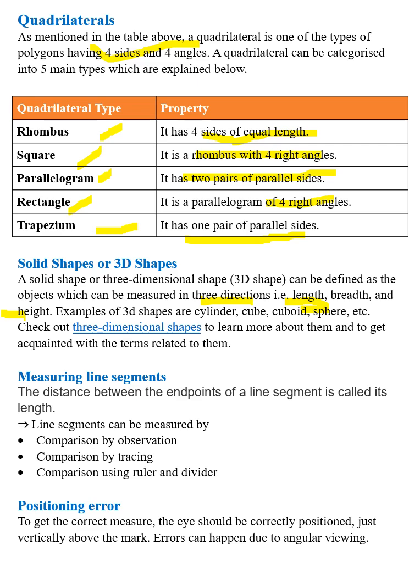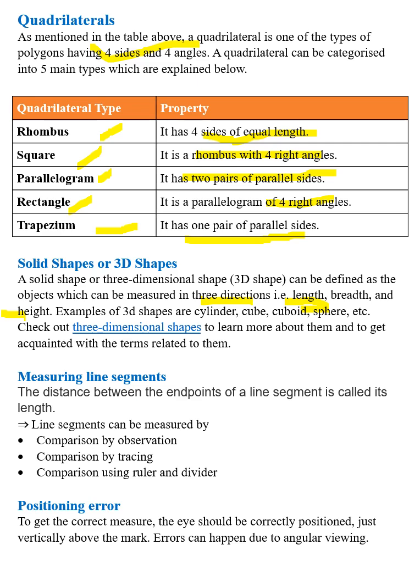Check out three-dimensional shapes to learn more about them and to acquaint yourself with the terms related to them. You can find them in your area or in your environment also. Next is measuring the line segment. The distance between the endpoints of a line segment is called its length.